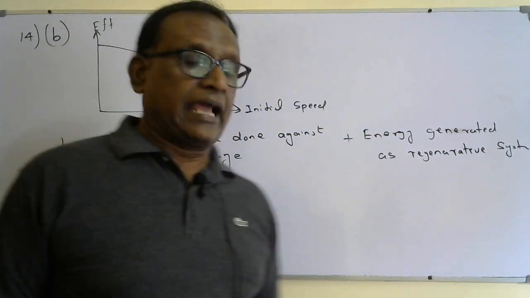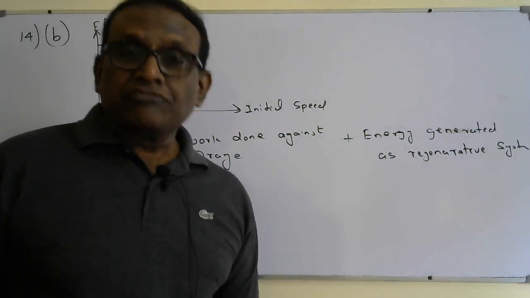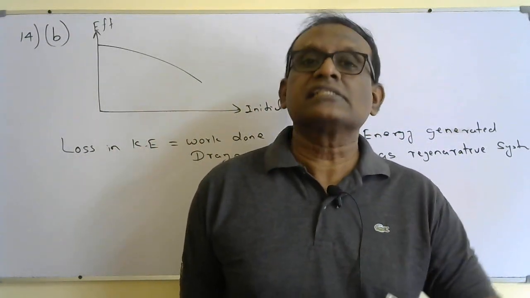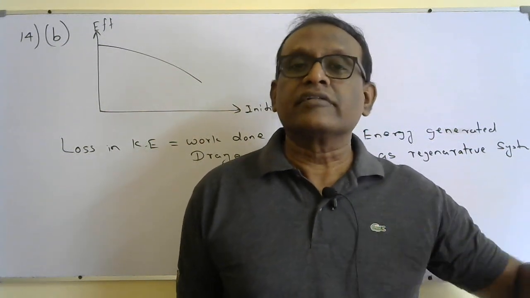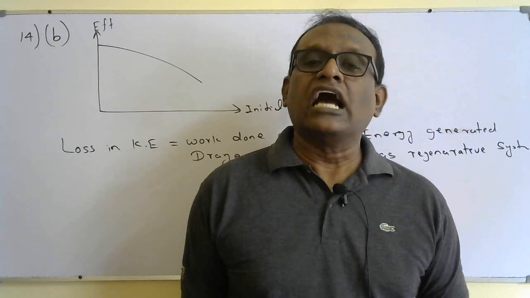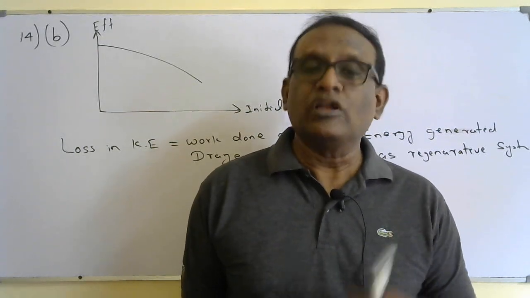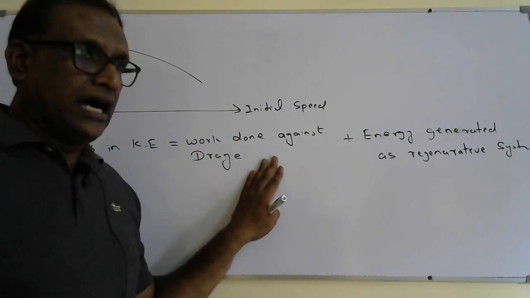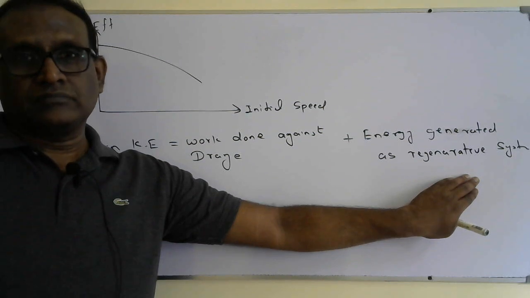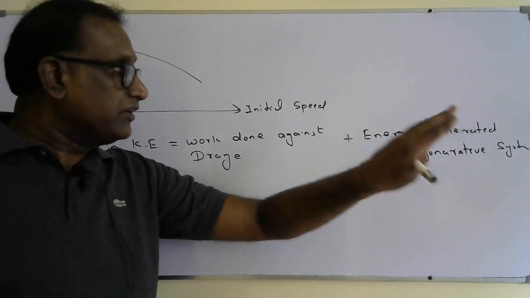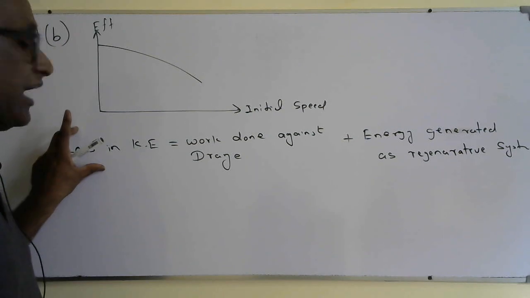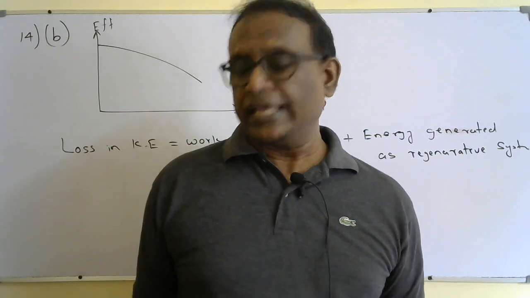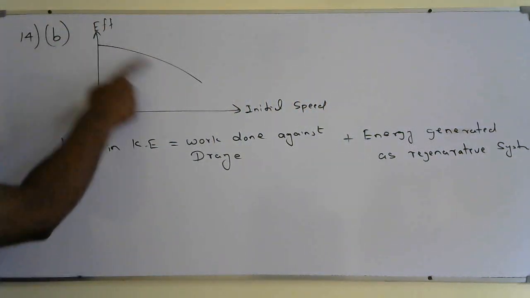But at the same time, what happens? The work done against drag force also will increase. Only the balance energy, which is smaller, will become regenerative energy. Therefore, the efficiency will become smaller. This is becoming larger, this also becoming larger, so comparatively this becomes smaller. When you divide this by the larger value, the initial kinetic energy, the efficiency will become smaller. Okay, so that's the reason the graph is going down.